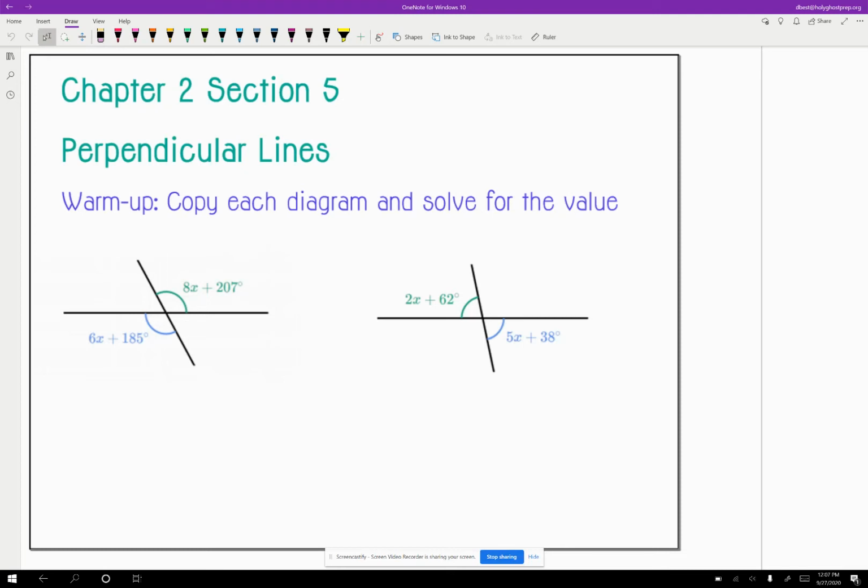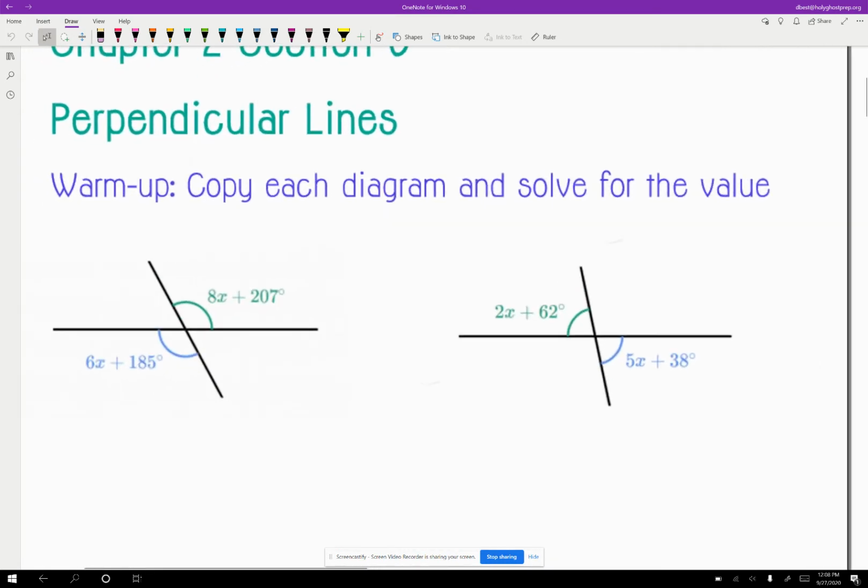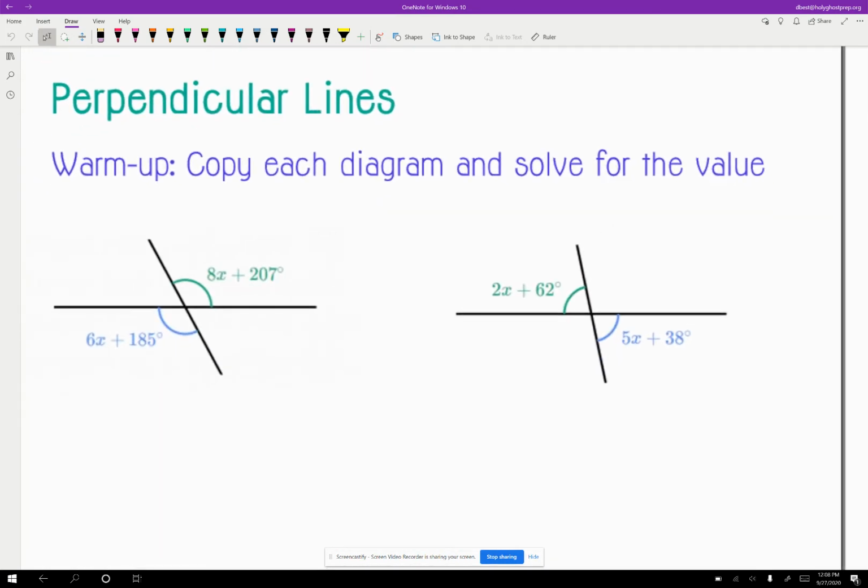We are still working through chapter 2 here. If you want to get your notebook set up, we are working on chapter 2, section 5, perpendicular lines. Before we get started with our new stuff, I've got 2 problems for you to try out and solve for our value of x. Think about what we learned about vertical angles in class yesterday.